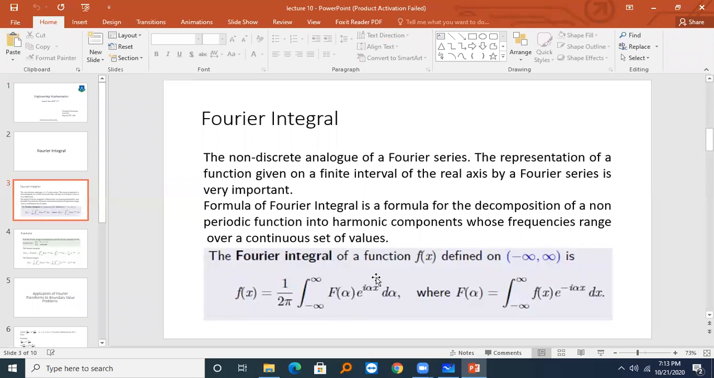Here we can see the Fourier integral of a function f of x defined on minus infinity to infinity is f of x equals 1 by 2 pi integration of F of alpha into e to the power i alpha x d alpha. Here F of alpha is the Fourier transform. F of alpha equals integration of f of x into e to the power minus i alpha x dx. We have discussed Fourier transform in our last class.